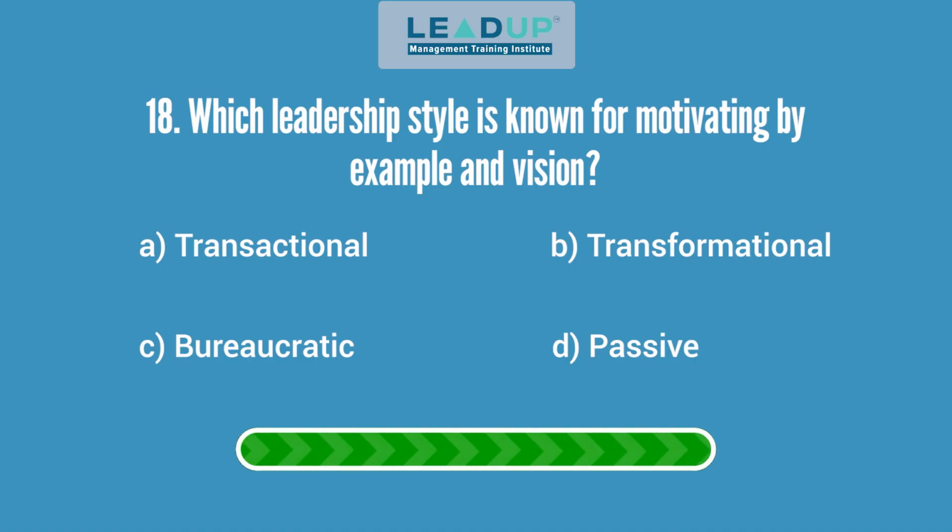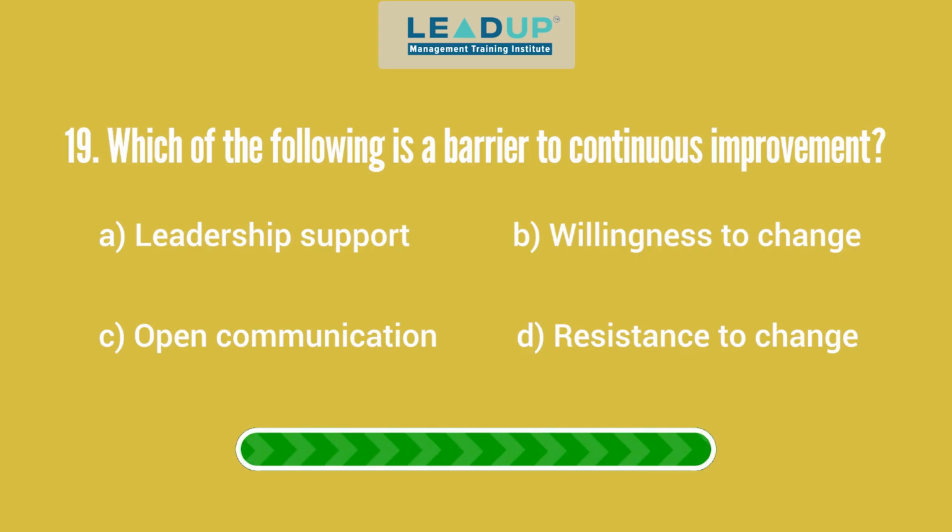Question 18. Which leadership style is known for motivating by example and vision? A. Transactional, B. Transformational, C. Bureaucratic, and D. Passive. Answer: transformational.